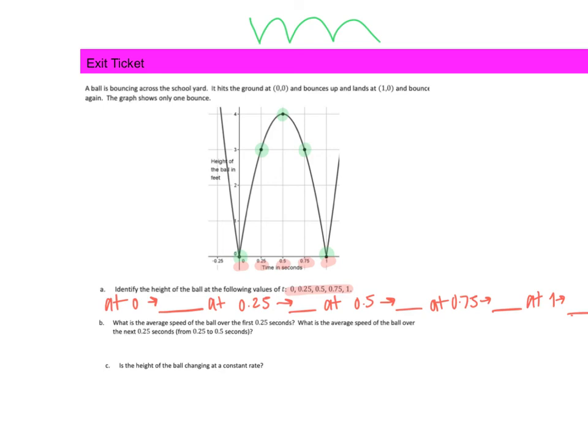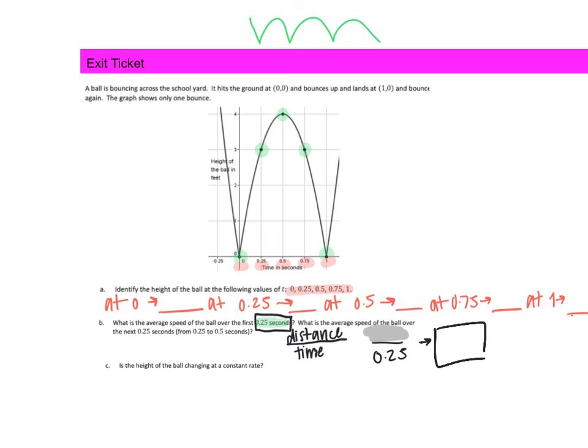B says, what is the average speed of the ball for the first 0.25 seconds? Remember, to find average speed, this is what you're going to do. You're going to take the distance traveled over the time interval. The first 0.25 seconds is going to be your time interval. You need to find the distance it traveled, divide those two things, and give me an answer.